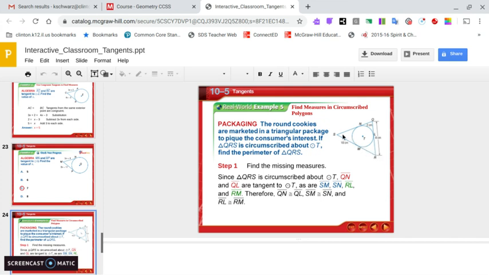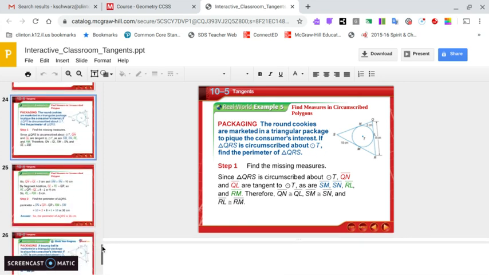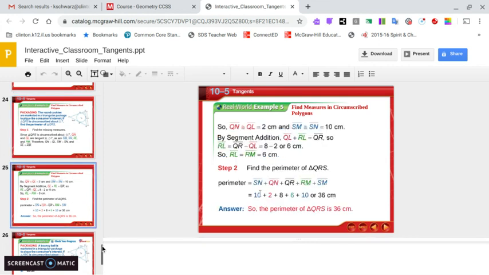And then if this is 10, then from S to N would also be 10. And then in the directions it says find the perimeter of the triangle. So we're going to add all those lengths together. So the 10, 2, 8, 6, and 10, we add those together. So the perimeter is 36 meters.